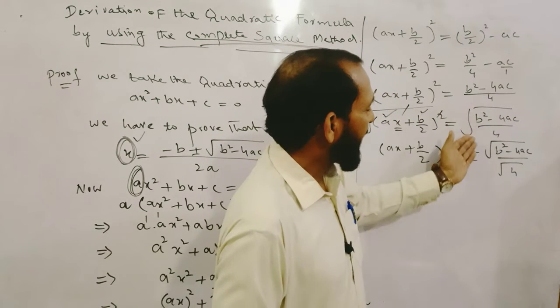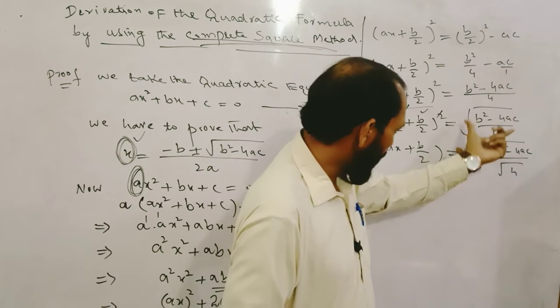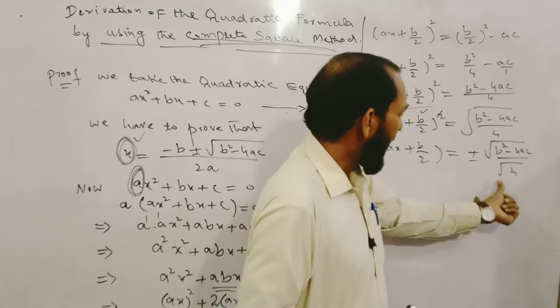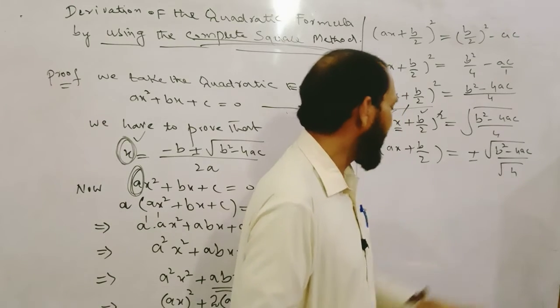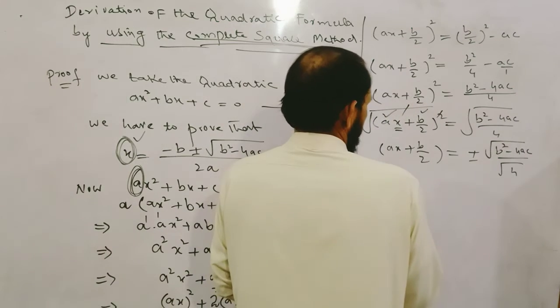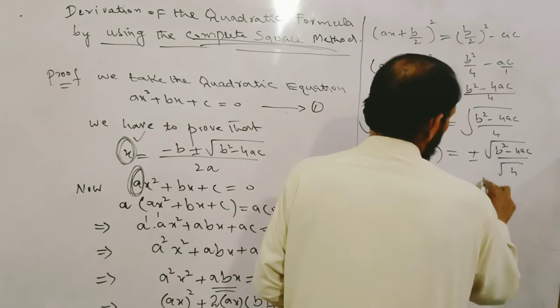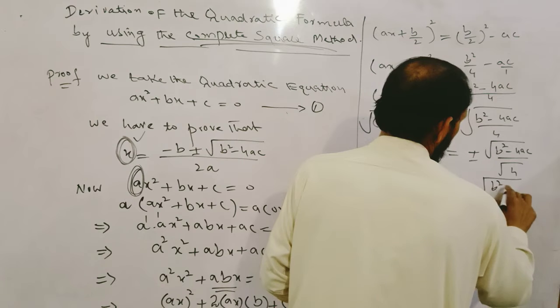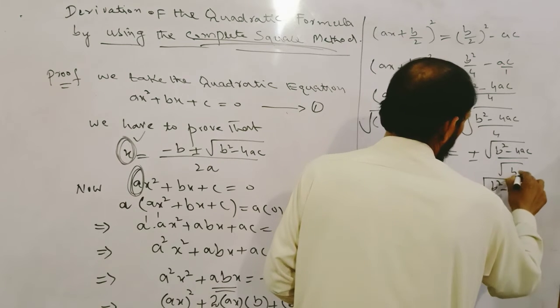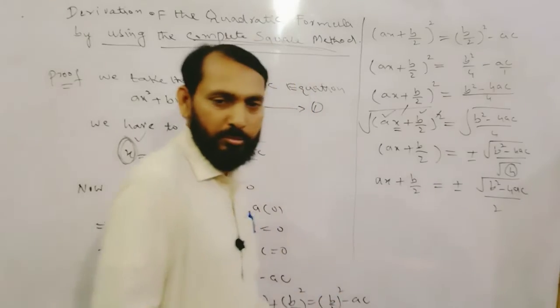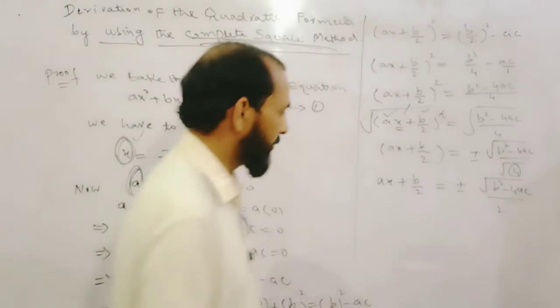Here the square root has the whole value, b square negative 4ac, and the square root of 4. We have here separate ax plus b over 2 is equal to plus minus, which is not simplified. Only 4 is simplified. You know, the square root of 4 is 2.